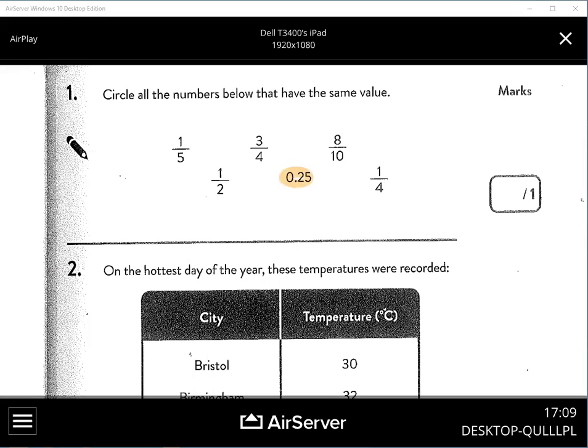0.25 is equivalent to a quarter. Okay, excellent. Those two are equivalent because 0.25 is a quarter, and a quarter is obviously a quarter. Now, a half, if we change into decimal, will be 0.5. 3/4 will be 0.75. And a fifth, if we change into decimal, would be what? 0.2. And 8/10 would be 0.8. So we can see that the other four fractions have decimal equivalents which are not equal to each other. Now a quarter is 0.25, so these will match. So that's why it's correct.